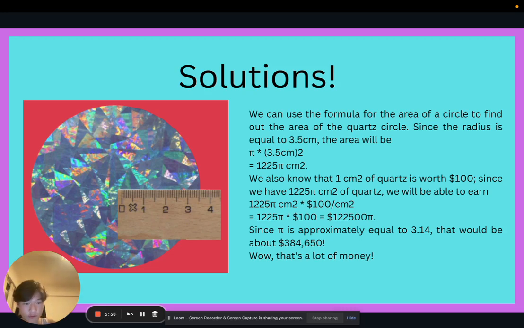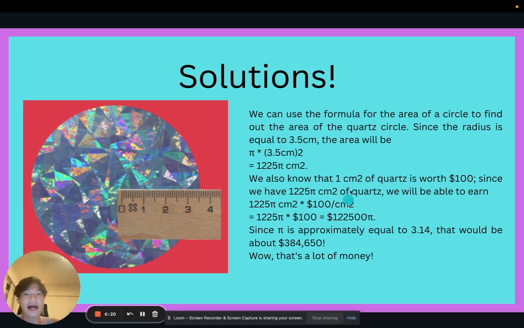Since we know that 1 centimeter squared of quartz is worth $100, and we have 12.25 pi centimeters squared of quartz, we'll be able to earn 12.25 pi times 100 to find the total amount of money we can earn. So therefore, we can earn roughly 1,225 pi dollars. Since pi is roughly 3.14, this will be about $3,846.50. Wow, that really is a lot of money.